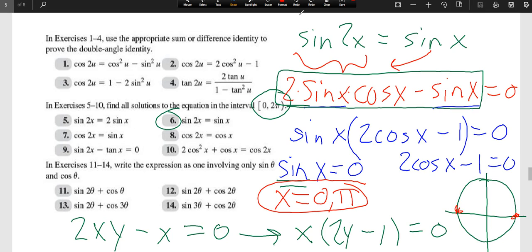So those are just 2 of the answers from the factor on the left, sine x equals 0. So obviously the other one was cosine x equals 1/2. Is cosine an x value or a y value? It's an x value, so that means my 2 answers have to be here and here. Pi over 3 and 5 pi over 3. Excellent work. Ask your question.